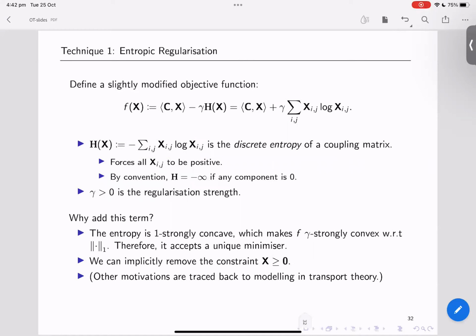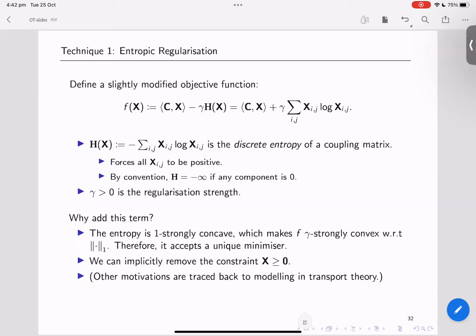Basically, the discrete entropy is a strongly concave function with respect to all the axes in the probability simplex. So what we do here is add the negative entropy to the objective function, and then the objective function becomes strongly convex.